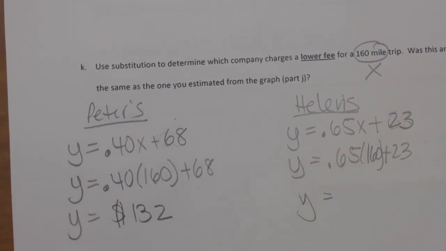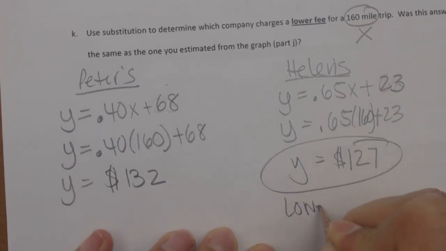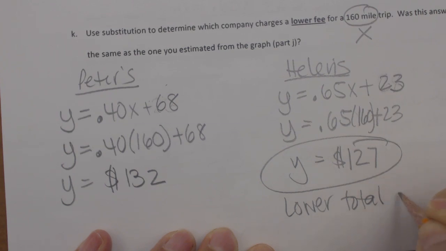And then for Helen, I'm going to do 0.65 times 160 plus 23. And this is about 127. Oh, I said around 120 something. So there we go. So now I'm going to circle this. I'm going to say lower total cost.